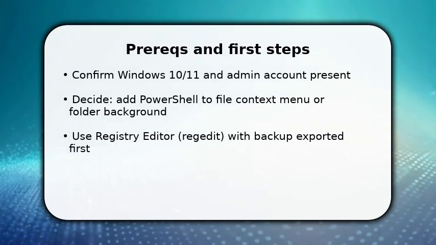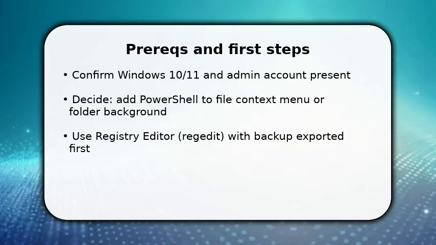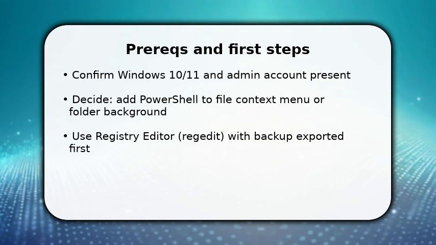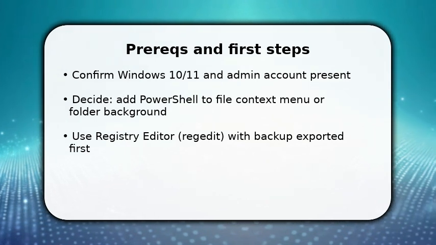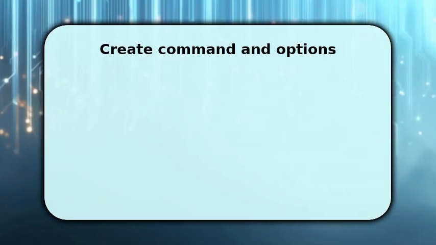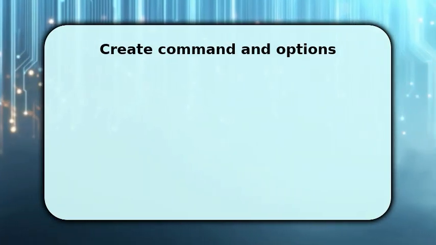Create a new key named Powershell, then add a subkey called command. This immediate action places the entry. Next, we'll give it the correct executable path and parameters, so it runs as expected. Now you specify exactly what runs when the menu item is clicked.